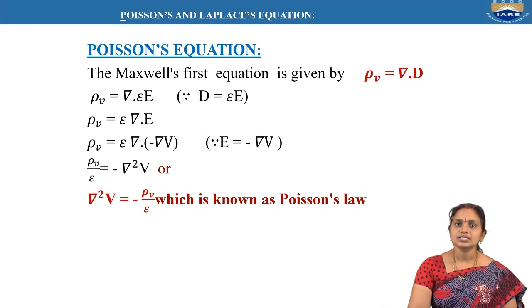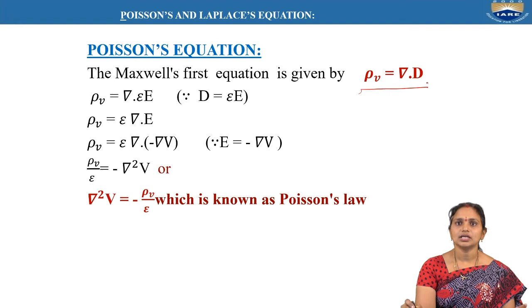Next is Poisson's and Laplace's equations. Poisson's equation is obtained from Maxwell's first equation, given mathematically as rho v equals del dot D. Here D is the electric flux density, which can be replaced with electric field strength as D equals epsilon E. Then rho v equals del dot epsilon E. As epsilon is constant, we bring it out of the divergence term. Then rho v equals epsilon del dot E.